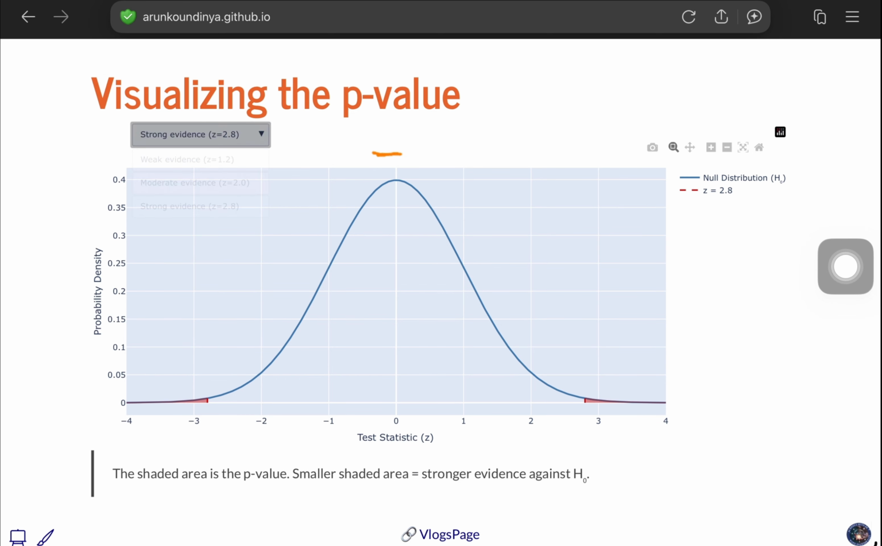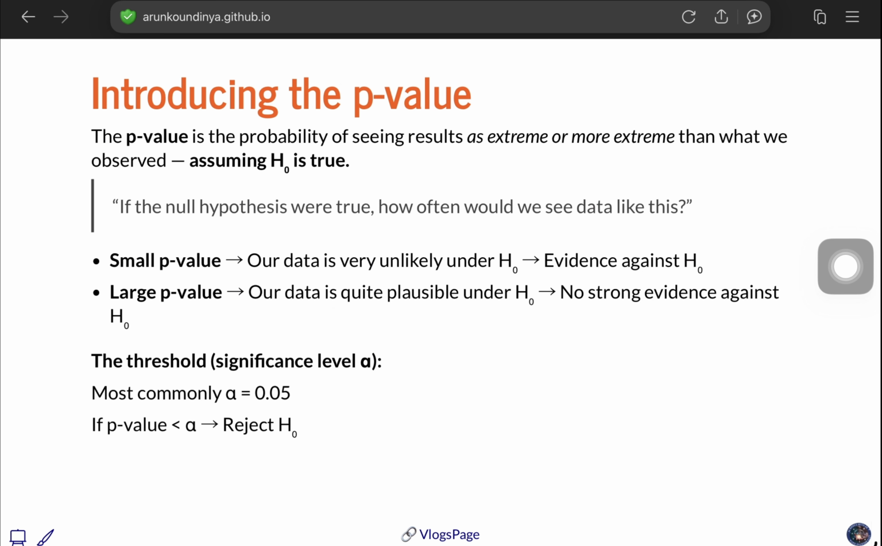Got it? There is moderate evidence, meaning with this p-value we do not have sufficient evidence to reject the null hypothesis. We have moderate evidence, and then we have stronger evidence. It all depends upon your threshold of acceptance. This is a common threshold. Alpha equal to 0.05 is a very common threshold value.